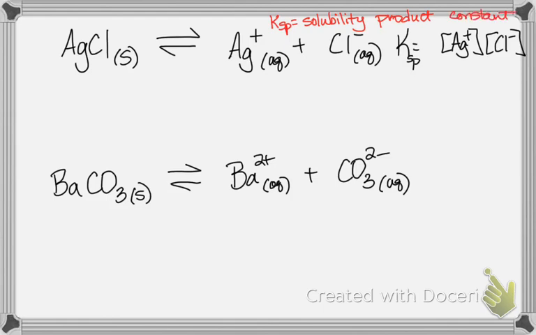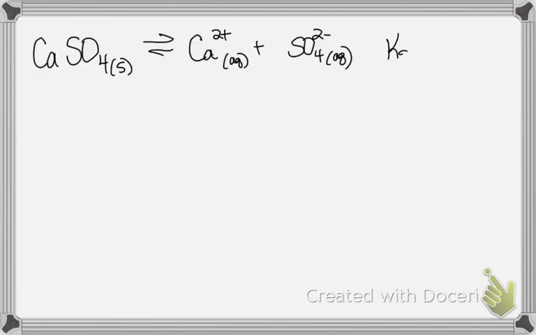Okay, so the KSP for barium carbonate, the expression would look like this. The barium ions times the carbonate ions. And then as we do that third one, the KSP for calcium sulfate is the calcium ions times the concentration of the sulfate ions.